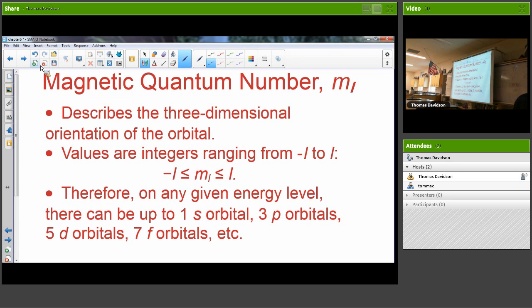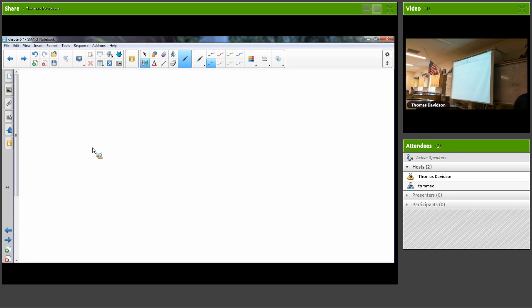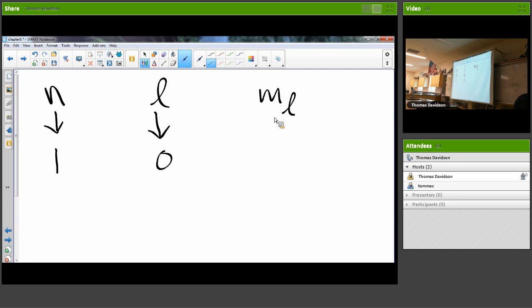So let's go ahead and do this. All right. So we have N, we have L, and we have ML. You with me? So let's see here. If I tell you that N is equal to 1, then L can only be equal to what? 0. And ML can only be equal to what? 0.